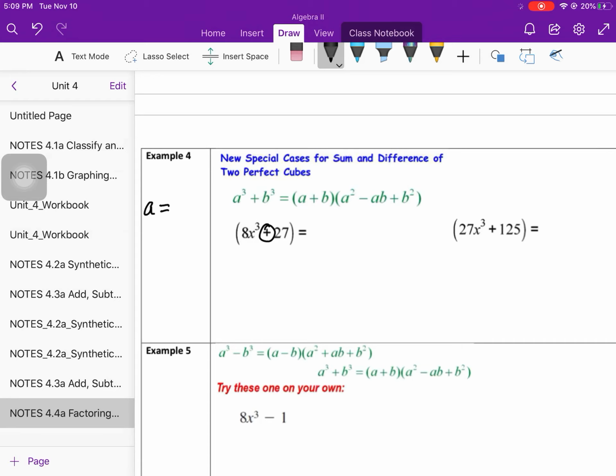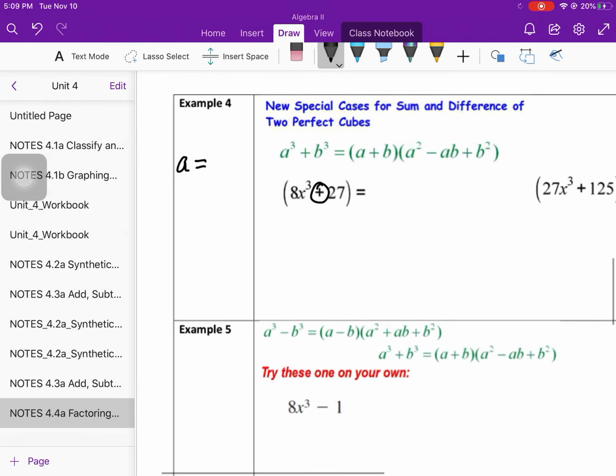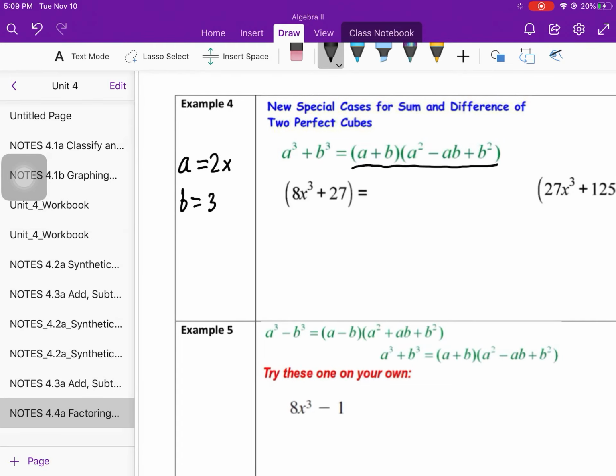All right, start out finding a. There's good old 8. We know that comes from 2. And x cubed comes from x. And then b. Now we have 27 as our b value. And we just did one with that. 27 comes from 3. So let's follow this side of the equation now. 2x is our a, plus b is 3. Now we have a squared, so 2x squared, minus 2x times 3, a times b, plus 3 squared.